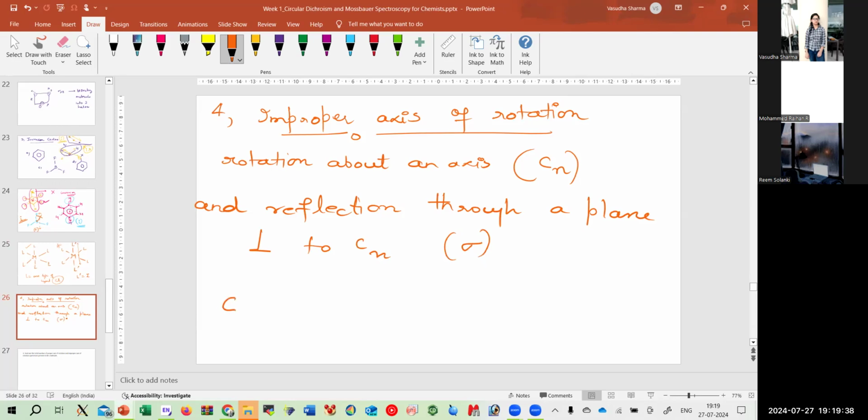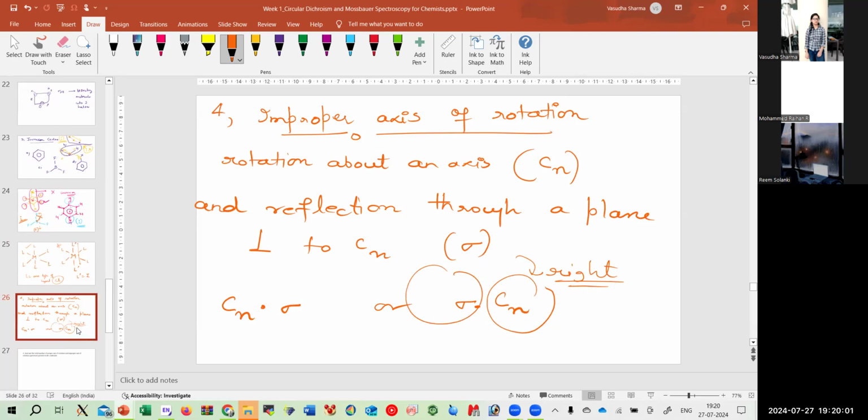It is having both Cn dot sigma. That means either you apply reflection first and followed by rotation, or you can do sigma dot Cn. Whenever you see this multiplication, you always have to first apply the right hand operation, then you apply this one, right? Now, in this case, both of them will give you the same result.